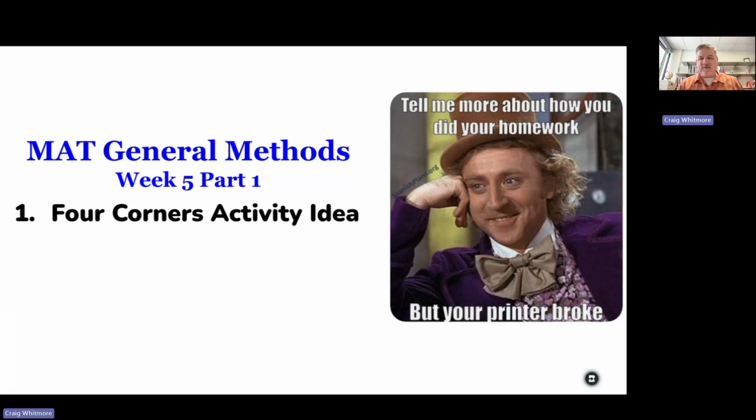Today in this part, I just want to talk about a four corners activity idea as an introduction idea, something that usually you see in younger grades, but does work as well from what I've seen in adolescents, especially in middle school. Just a way to get students up and moving around if they need a break.